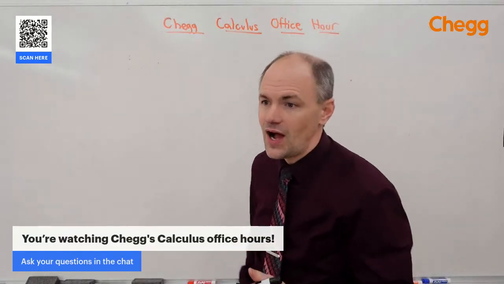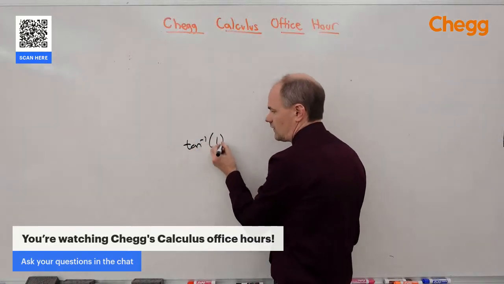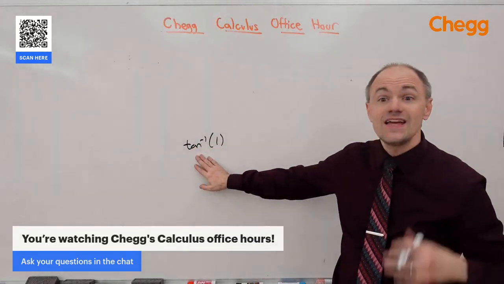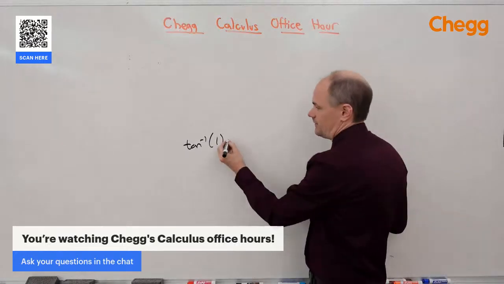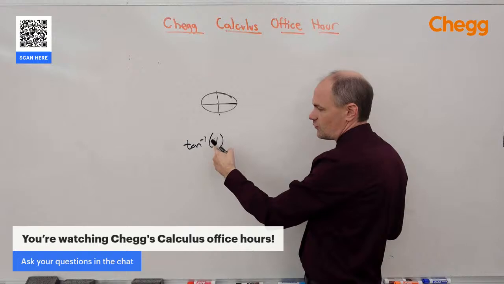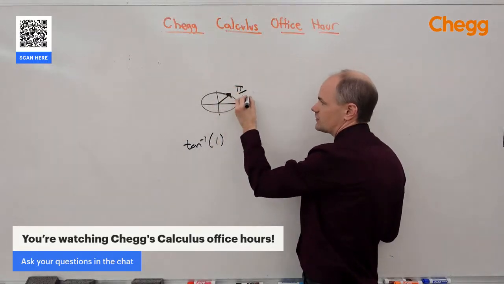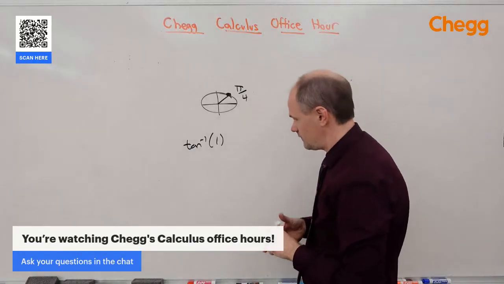Great point came up. 100% correct. Tangent inverse of 1. I said it's an ugly number. It is an ugly number. It's pi divided by 4. Because if I look on the unit circle, tangent is y over x. Y over x equaling 1 means they're exactly the same. So yes, tangent inverse is pi over 4 at 1.